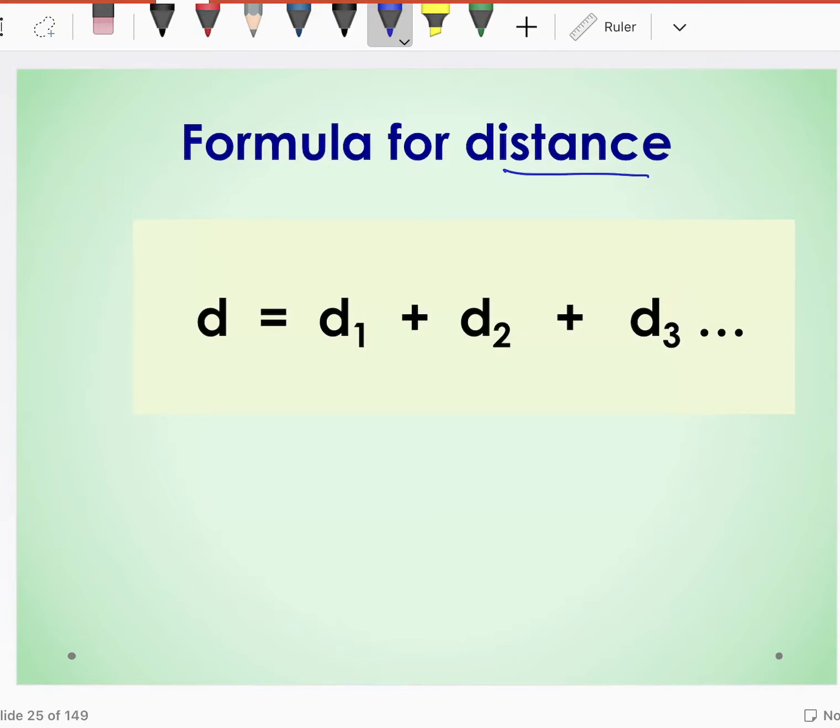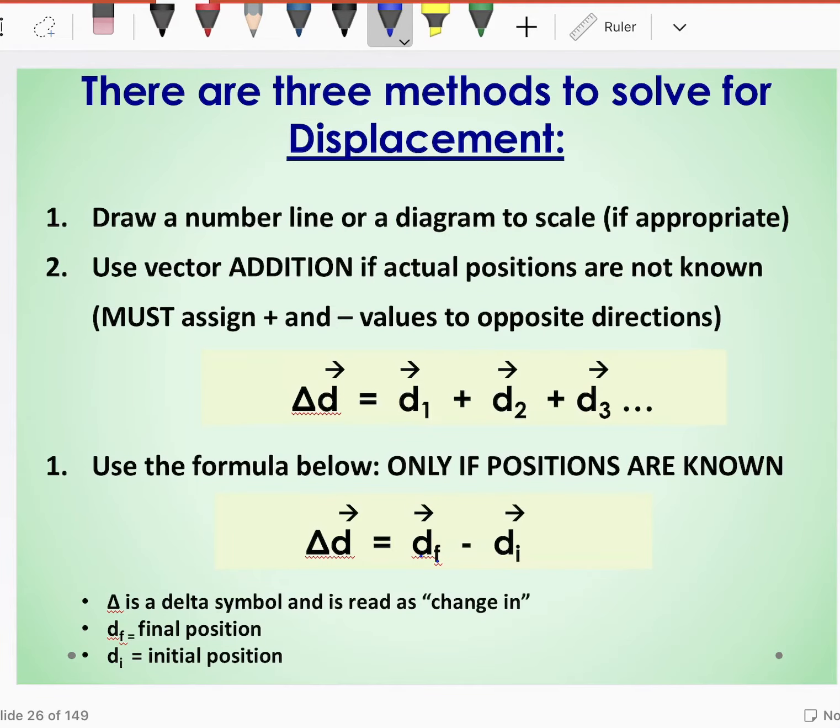So starting with distance, when we're talking about calculating distance, it's really just a sum of all values, right? You add up any traveling that the object or person did, okay? Here, D stands for distance, and the numbers are just showing you consecutively keep adding up all of the values, okay? Now, displacement is a bit more complicated.